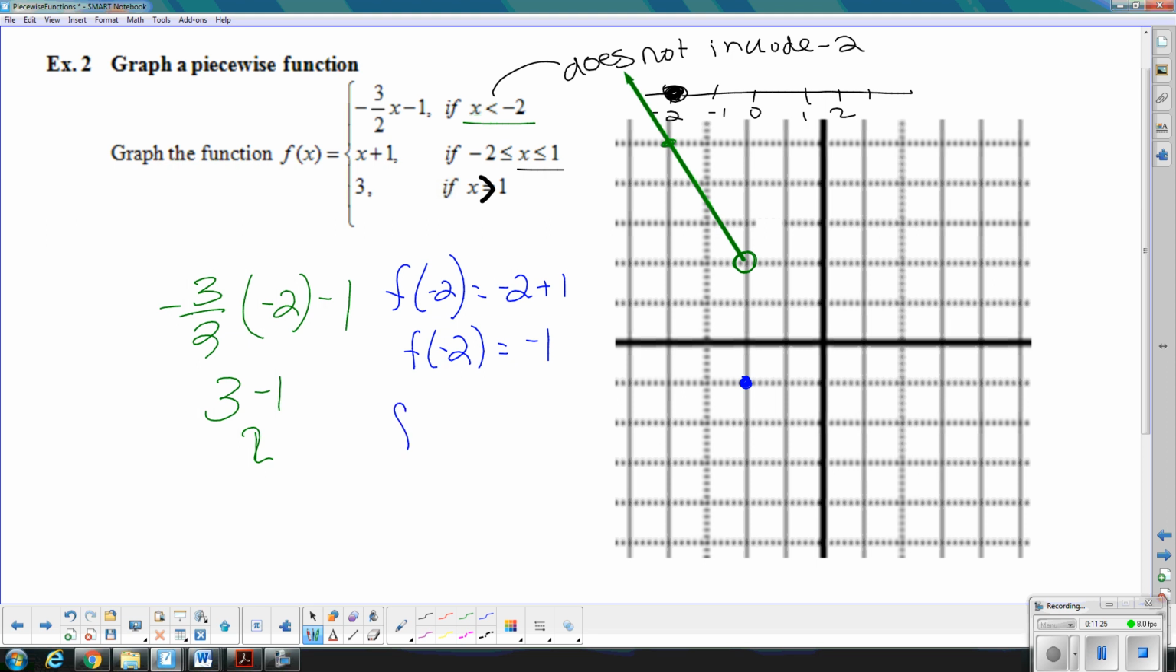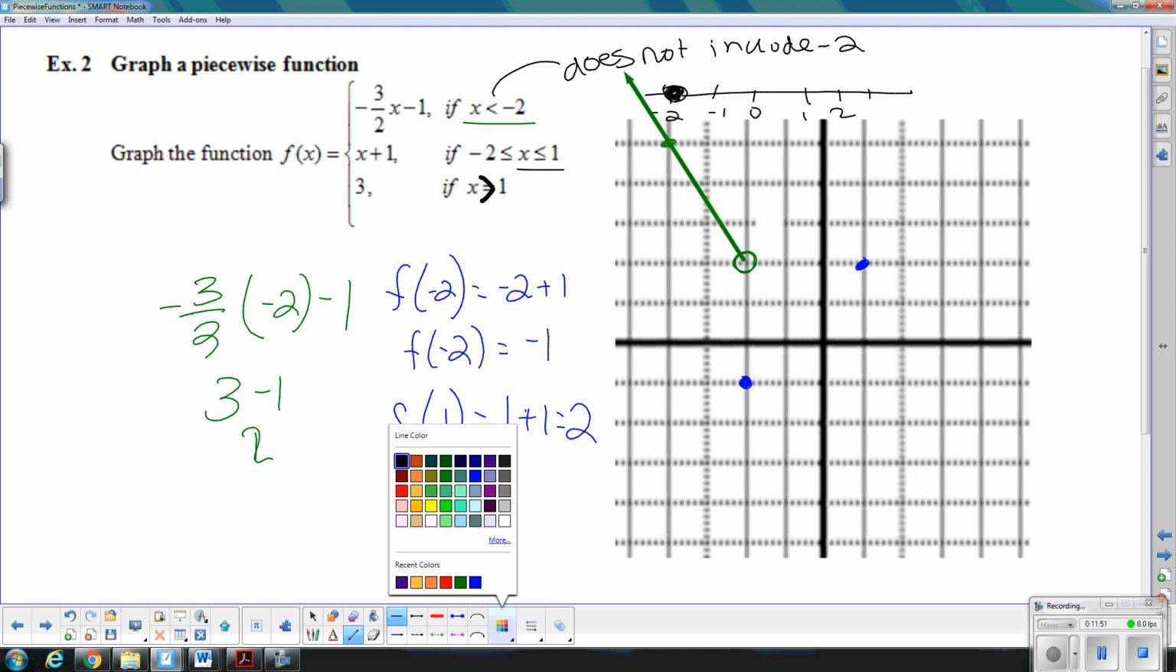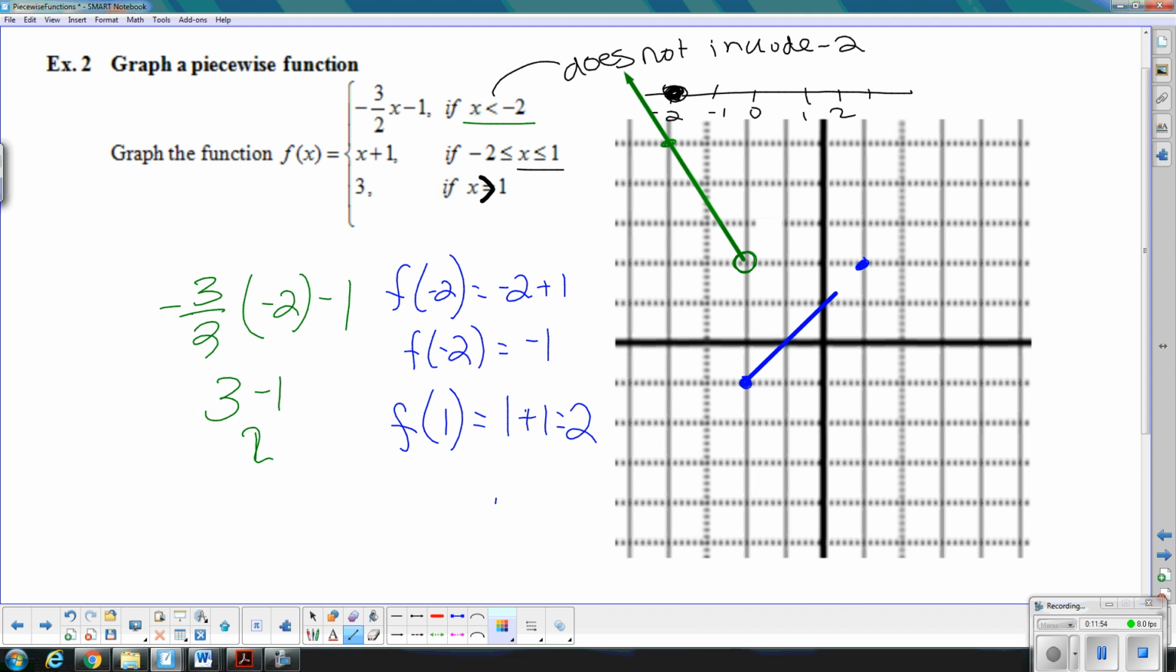And then I'm going to do the same thing, but I'm going to solve for the maximum of this domain, where x is 1. So f of 1 equals x, which is 1 plus 1, which equals 2. So when my x is 1, my y is 2. Function of x is 2. And then I'm going to graph that. Now notice I don't have arrows on this line because it does not continue. It only is for that domain when x is between -2 and +1.